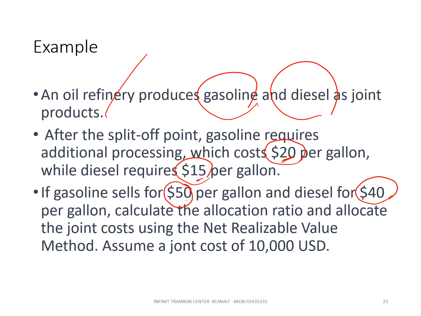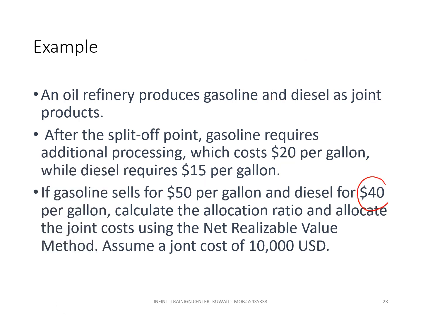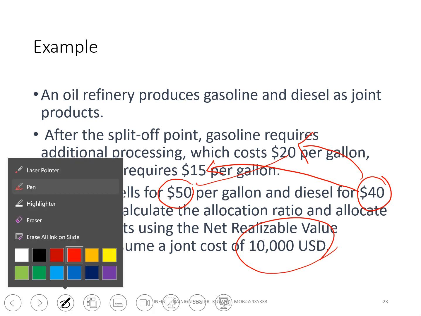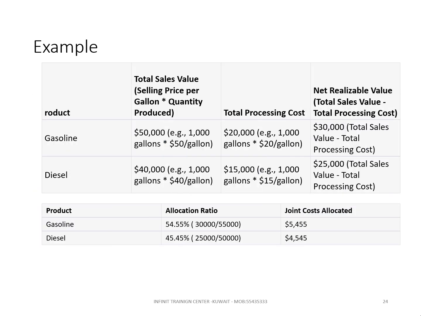So this is the final selling price of gasoline, and this is the separable cost. This is for diesel, and this is the further processing cost for diesel, and you have $10,000 of joint cost. So how are you going to allocate this joint cost based on NRV?